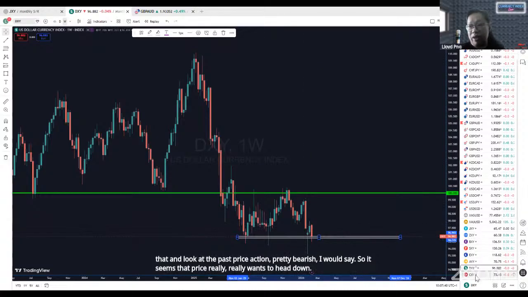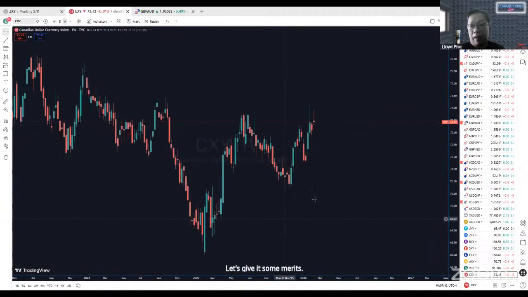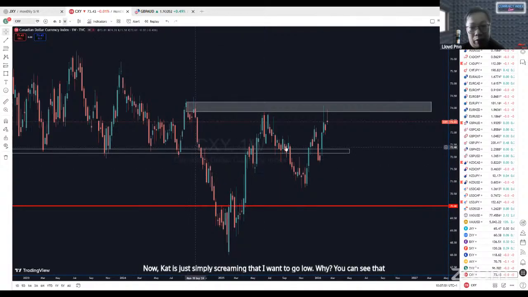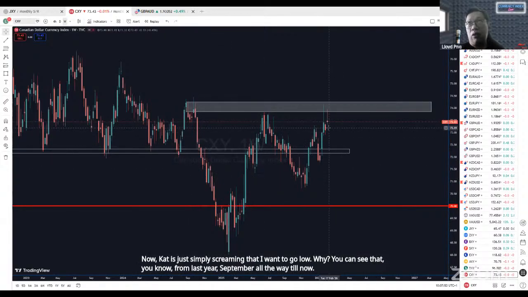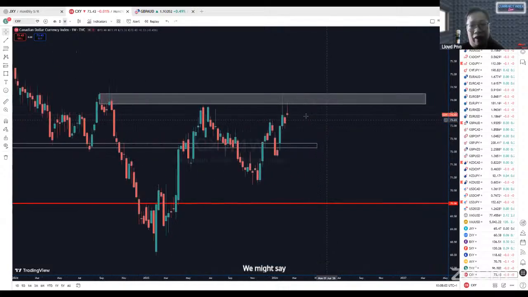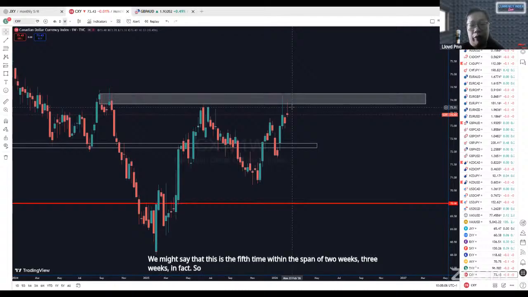Let's give it some merits. Now, Cat is just simply screaming that it wants to go low. Why? You can see that from last year, September, all the way till now, which is a good 5 months, it has tested this level 1, 2, 3, 4. This is the fourth time. We might say that this is the fifth time within a span of 2 weeks, 3 weeks, in fact. So I'm giving it a grade of really bearish, that it might want to come down all the way to 72. Yeah, so this is a good run for a 4-hour chart.